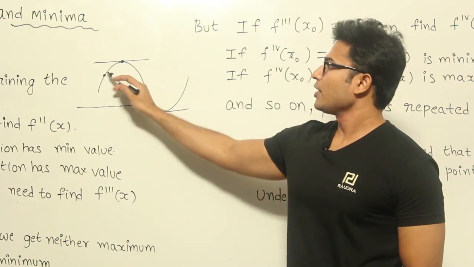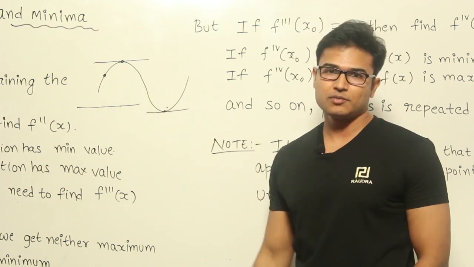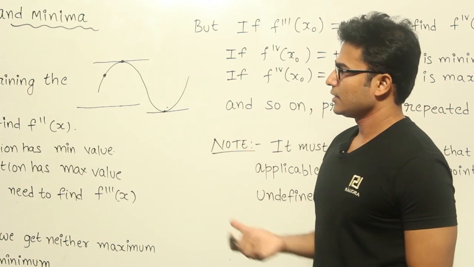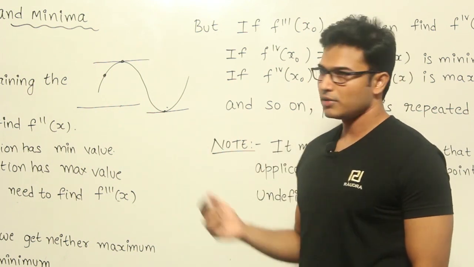Got it? So if a point happens to be not a minimum or maximum, then we can call it the inflection point. So this is all about the theory. You will be able to understand this method once we take an example, right? So let's see some examples on this, then you will be able to understand it.